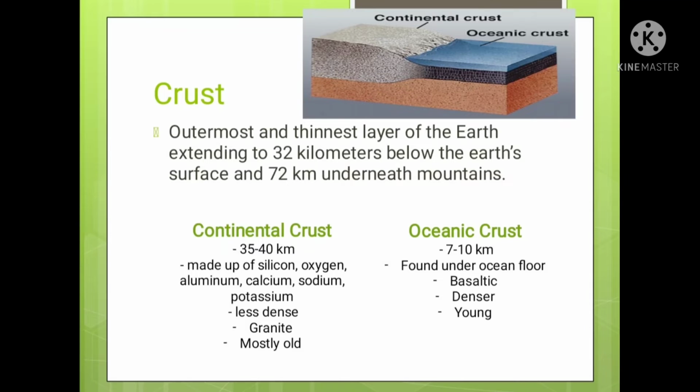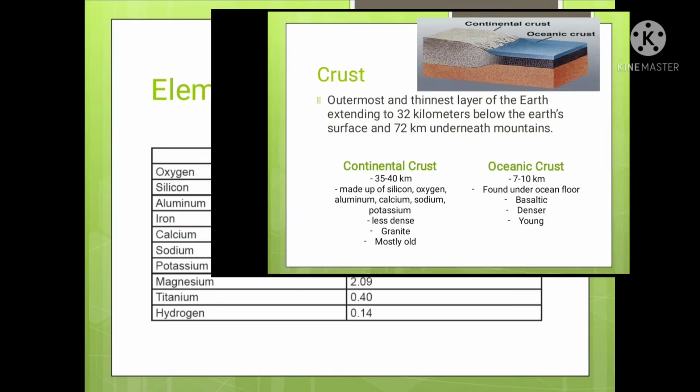What's the difference between the two? Continental crust extends for about 35 to 40 kilometers. It is made up of silicon, oxygen, aluminum, calcium, sodium, and potassium, and it is less dense. It is mostly composed of granite, and usually the sediments here are old. While the oceanic crust extends for about 7 to 10 kilometers. It is found under the ocean floor, mostly composed of basalt. It is denser, and the sediments present in this crust are mostly young.